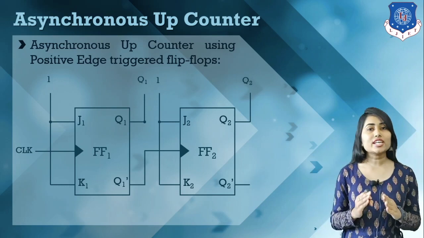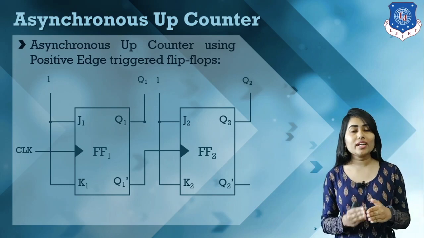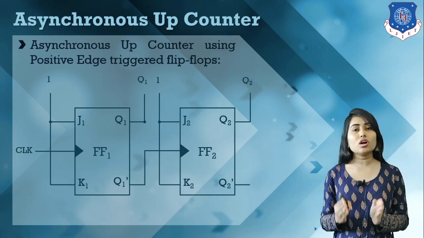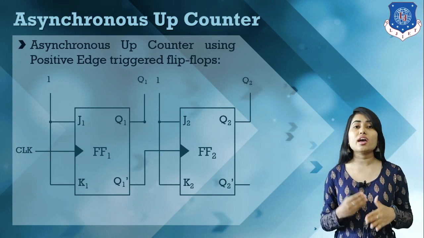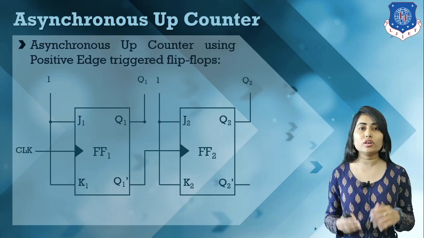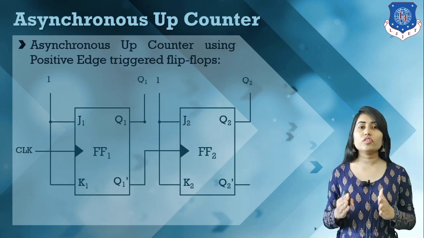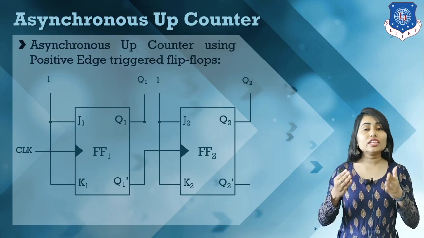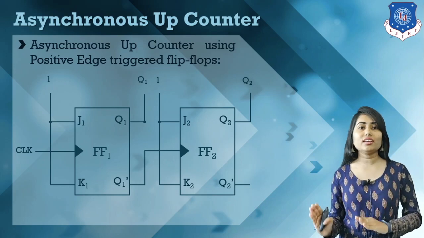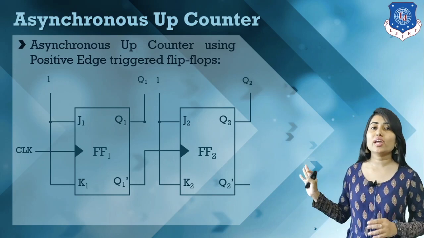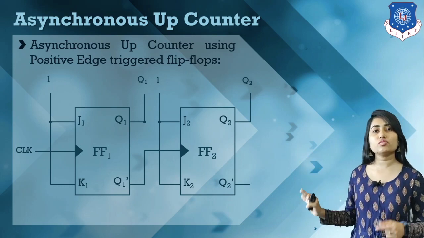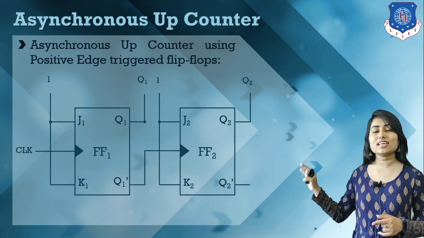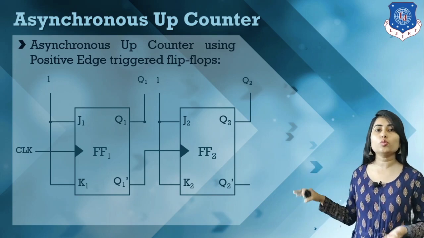So depending on our requirement and on the type of flip-flops, either positive edge or negative edge, and depending on the type of counter, up counter or down counter, we have to connect one of the outputs as a clock to the next flip-flop. Whenever we have a positive edge and we want to count in the upward direction, we have to connect Q1 dash as a clock, that means the complemented output.